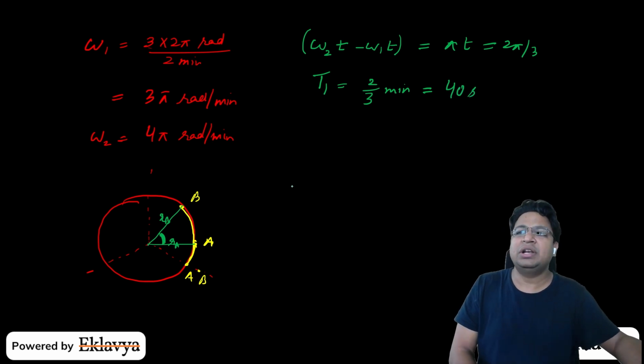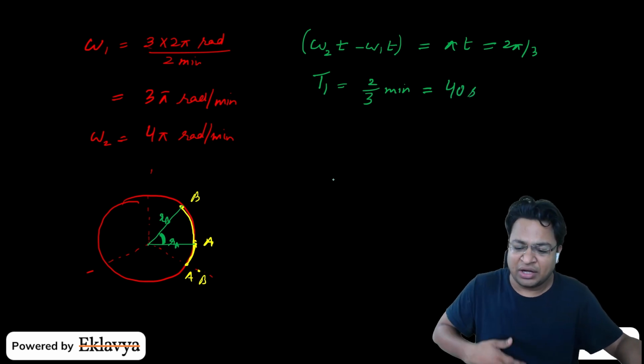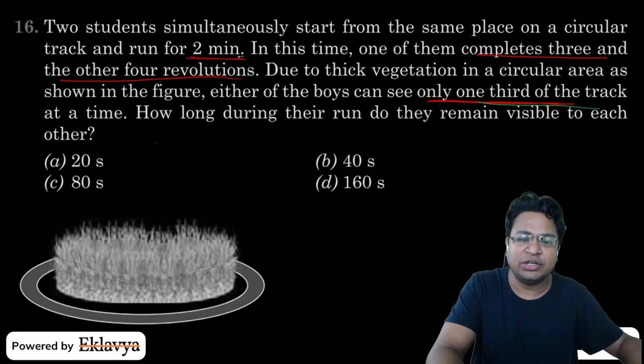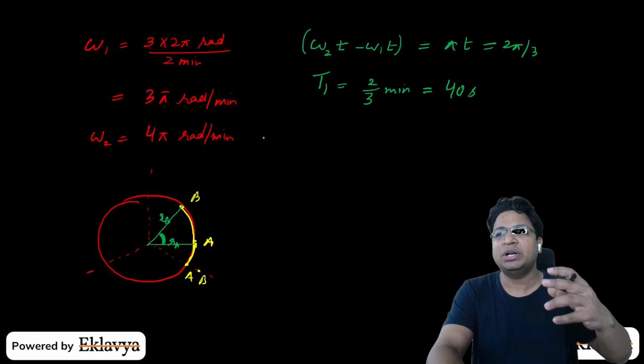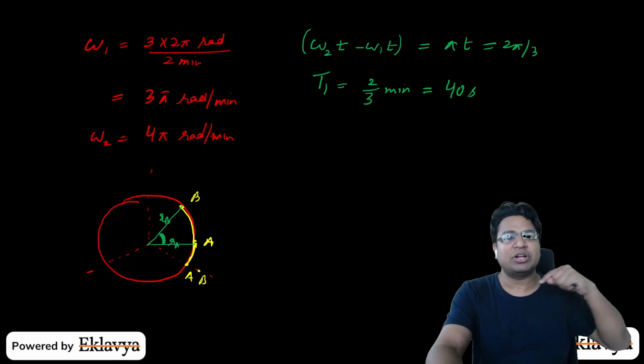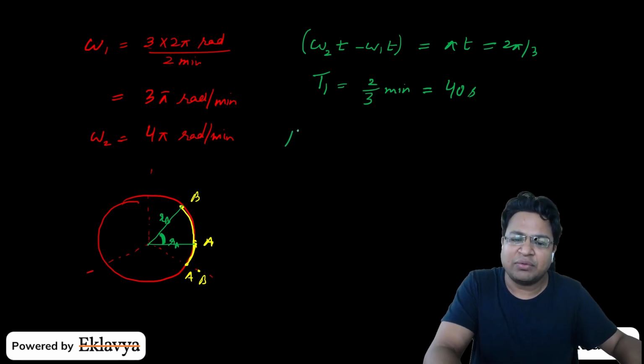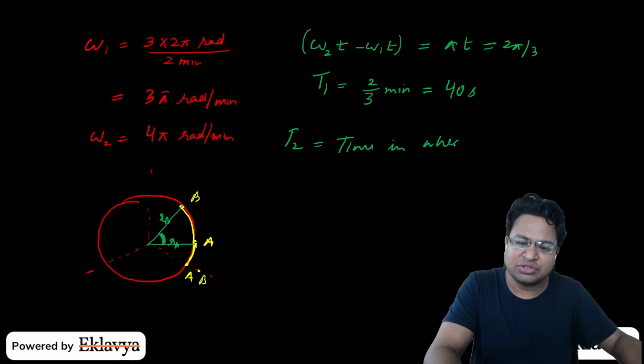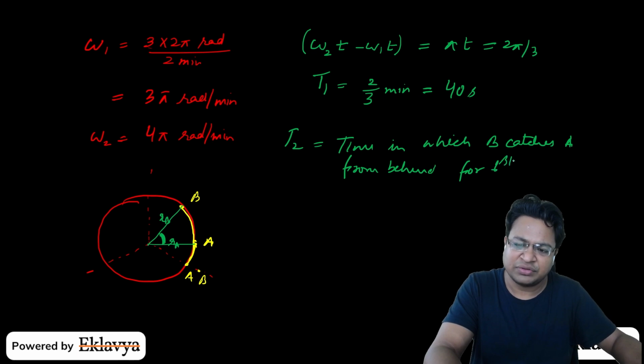Now let me calculate. We have been told that the motion continued for 2 minutes. Let me calculate how many such events can happen in 2 minutes. What kind of event? When B goes around and joins back A. So I will calculate T2. T2 is the time period, the time in which B joins A again. B catches A from behind, for the first time after the start of motion.